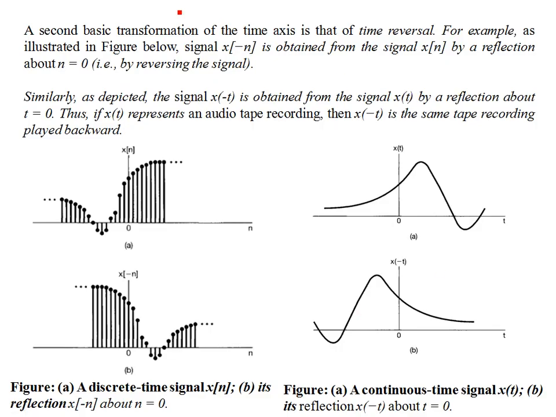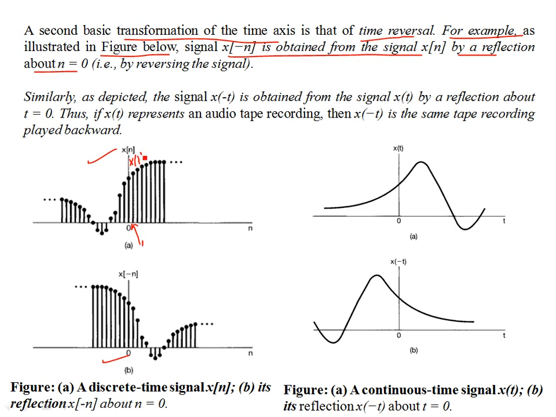Okay, so the second basic transformation of the time axis is that of time reversal. For example, illustrated in the figure below, x[minus n] is obtained from the signal x[n] by reflection about n equal to 0. Let's consider these two discrete time sequences. Let's say this is 1. So this sample is x[1].